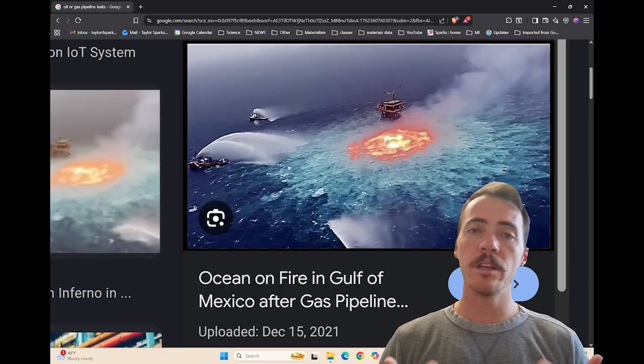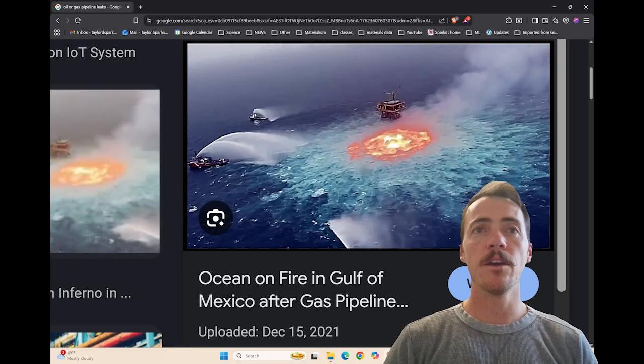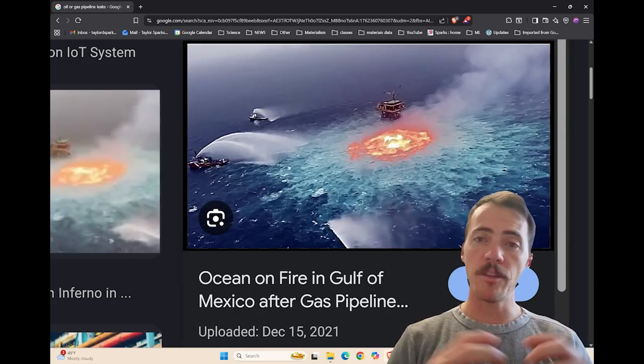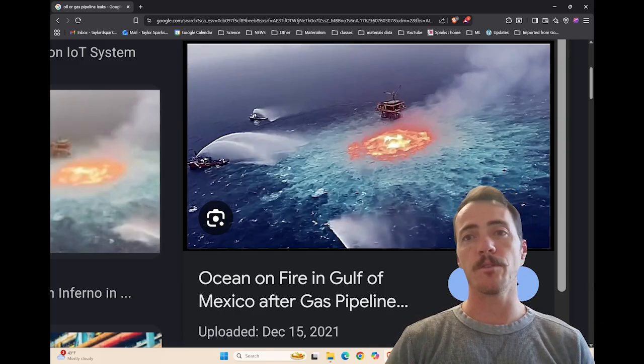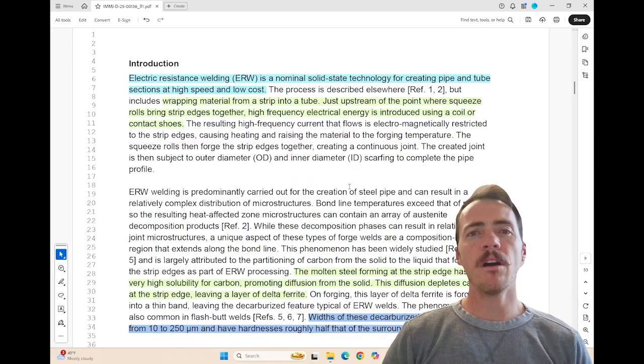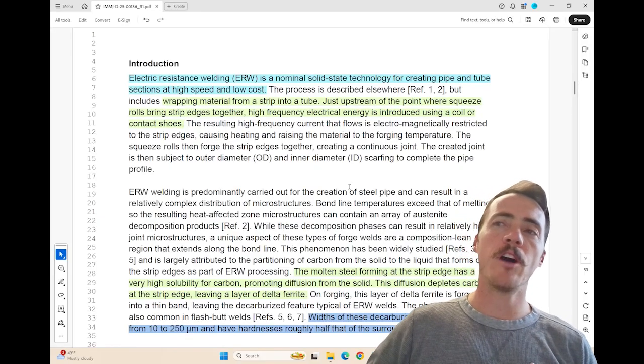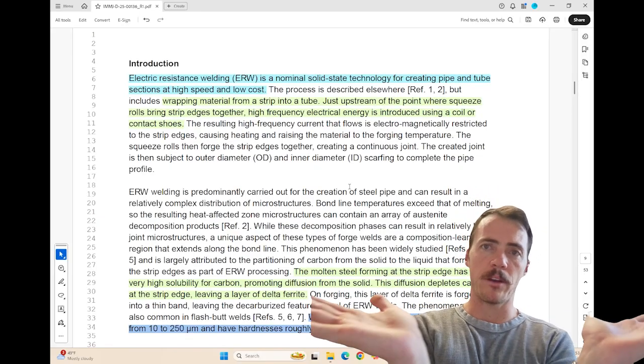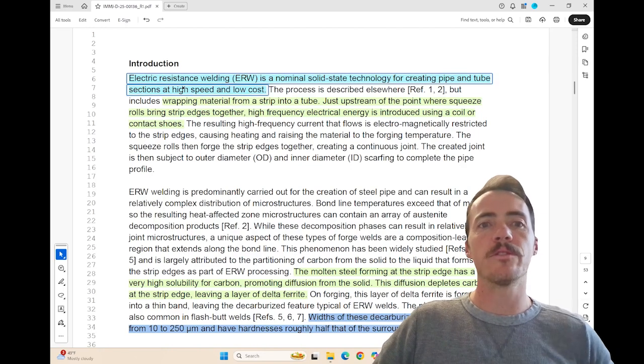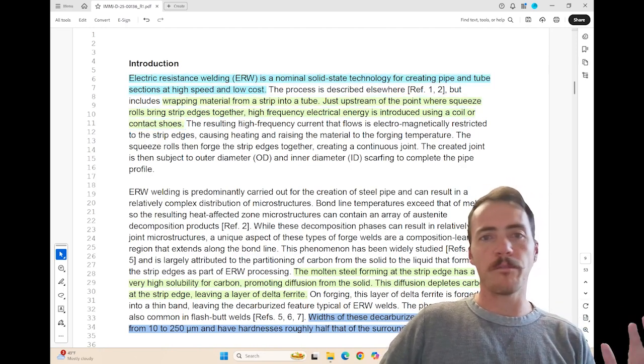So we would really like to make sure this doesn't happen, which means we need to understand how to make the pipe so that it can't have these leaks in the first place. Well, in this paper, they talk about how they're made. It basically says that a very common way of fabricating these pipes from sheet metal into a tube is through electric resistance welding. And they just sort of briefly describe how it works.